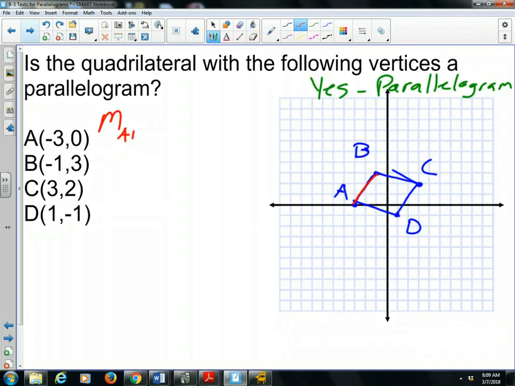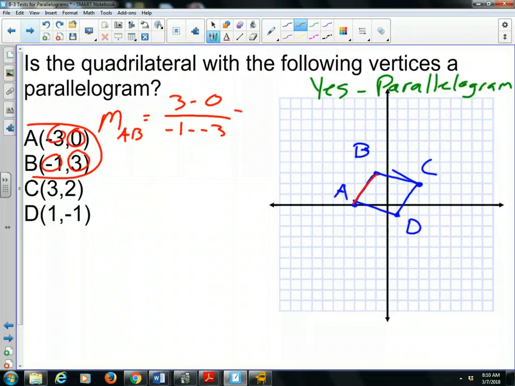The slope from A to B equals, that's the distance formula, equals y2 minus y1. So from A to B, these 2 points right here, 3 minus 0 over a negative 1 subtract a negative 3. y2 minus y1 over x2 minus x1. 3 minus 0 is 3. A negative 1 plus 3 is 2. So my slope is a rise of 3 and a run of 2. 3/2. Let's do the same thing from C to D.